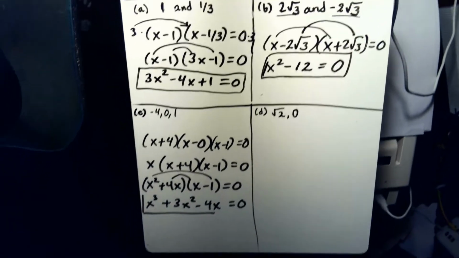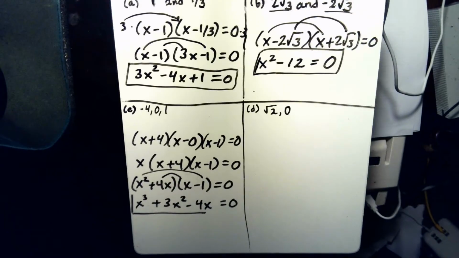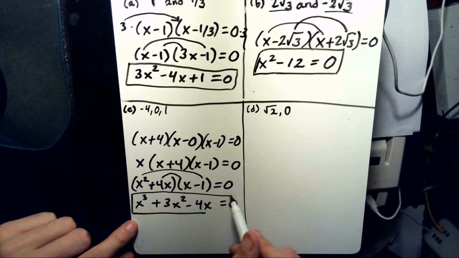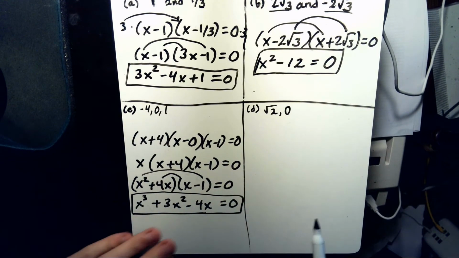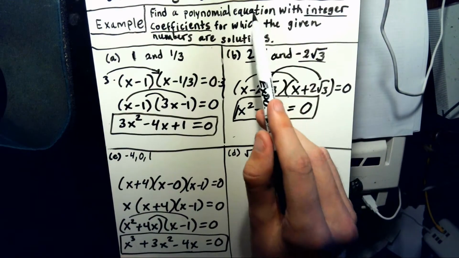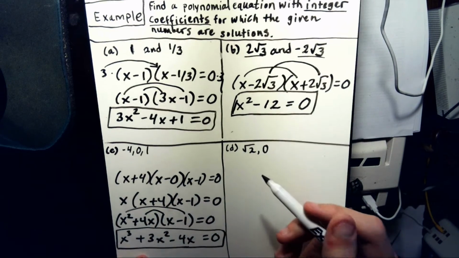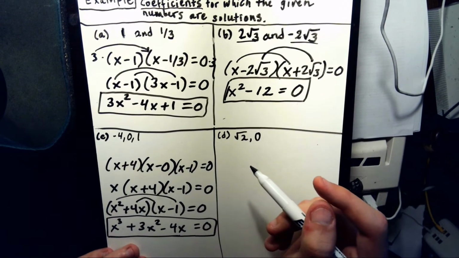Pan this down a little bit. Oh, sorry, I accidentally refocused it too. So this, again, what were we asking for? This is a polynomial equation with integer coefficients. So we're done. And lastly, this is probably the trickiest of the few.